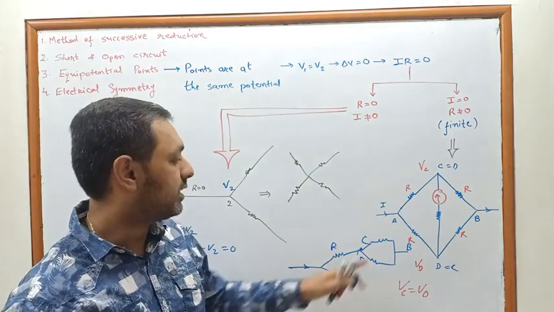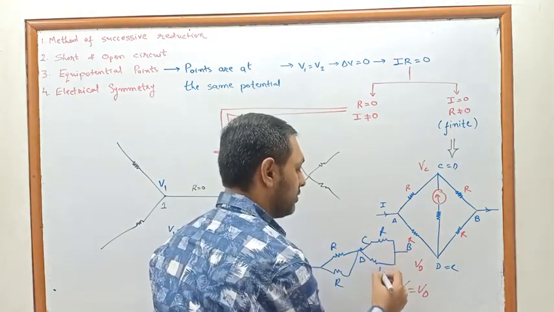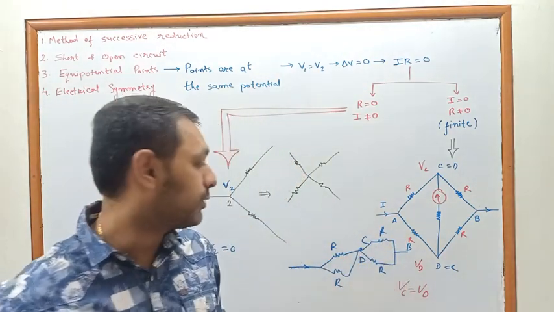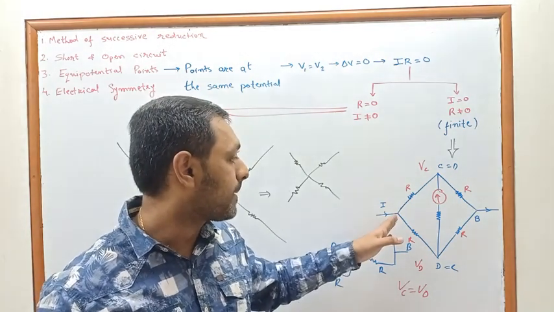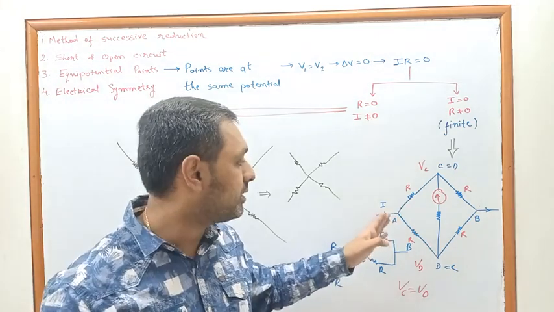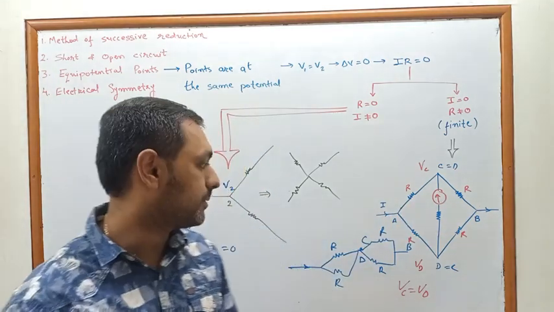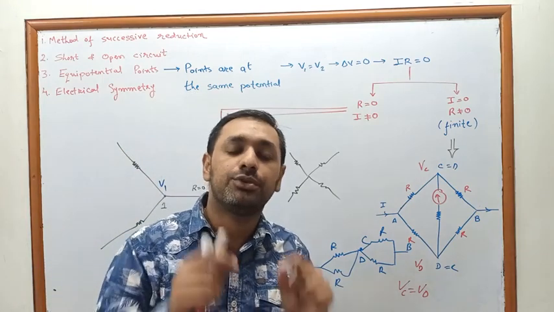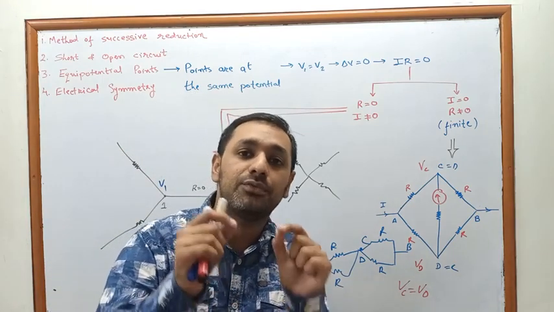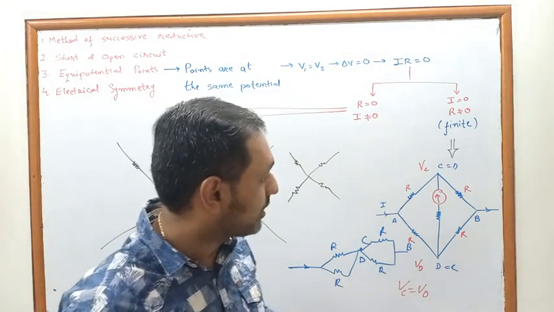So R by 2, and this one is also R and R in parallel, so R by 2. R by 2 plus R by 2 is R. So you can say the equivalent resistance between A and B is R. We will find equivalent resistance later. Right now you just have to identify which are the equipotential points.